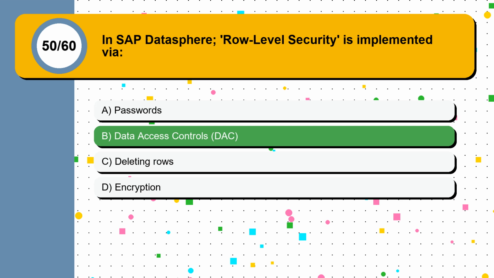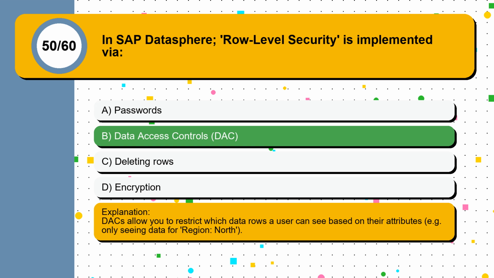The correct answer is option B, data access controls, DAC. DACs allow you to restrict which data rows a user can see based on their attributes, e.g., only seeing data for region north.